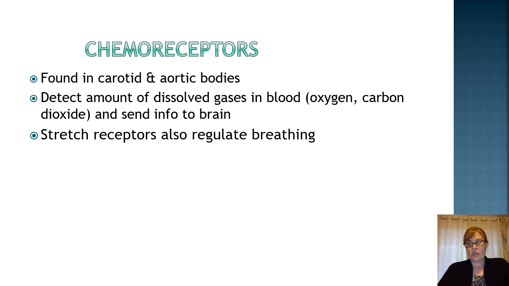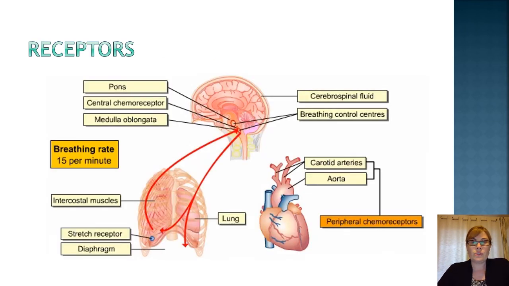All right, chemoreceptors. The chemicals that we're going to detect, again, are oxygen and carbon dioxide. Those are dissolved gases within the blood. So that information is going to be sent to the brain, and those are found in the carotid and aortic bodies, and that's on my next slide, I think. Yes, next slide. And then we also have stretch receptors, which we mentioned, that are going to have a role in letting us know the size of structures. So this is kind of what we just went over.